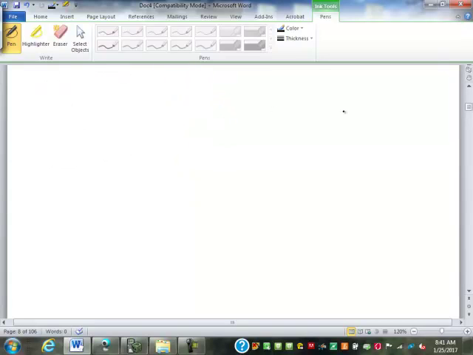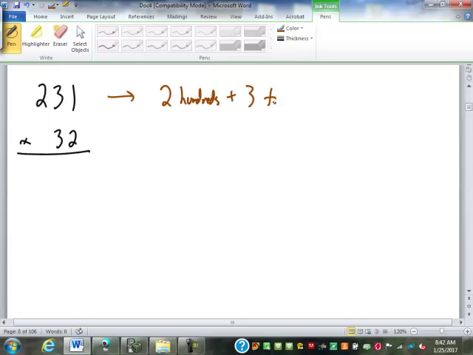Multiplication. So let's do 231 times 32. This one I am going to write out in full form. 2 hundreds and 3 tens and 1 1. And this is going to be 3 tens and 2 ones.